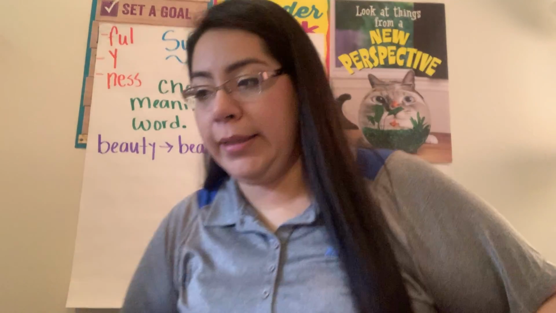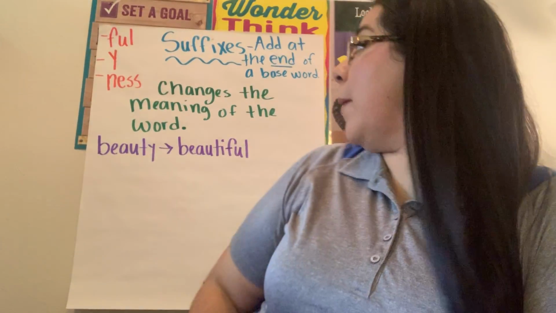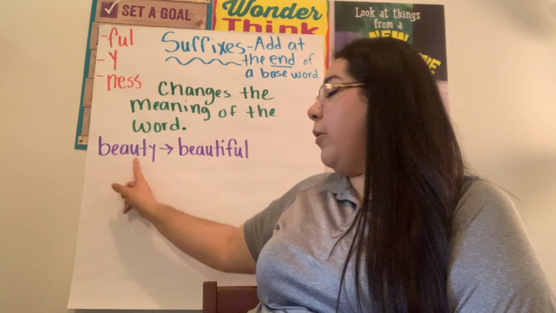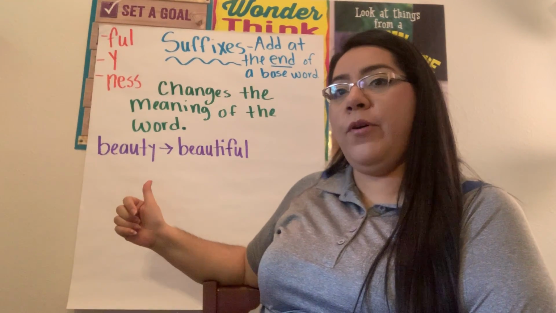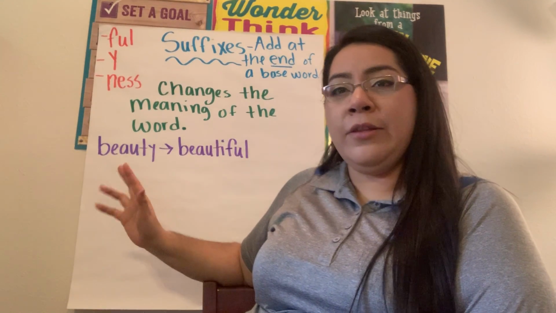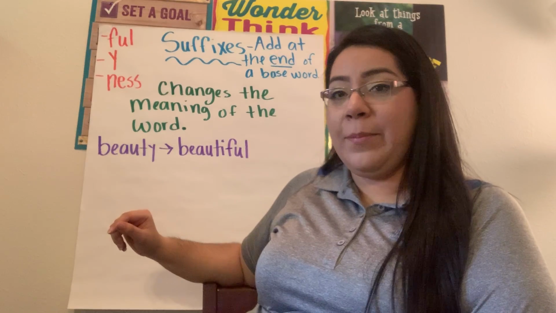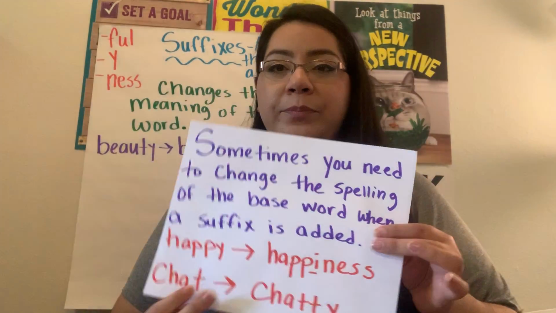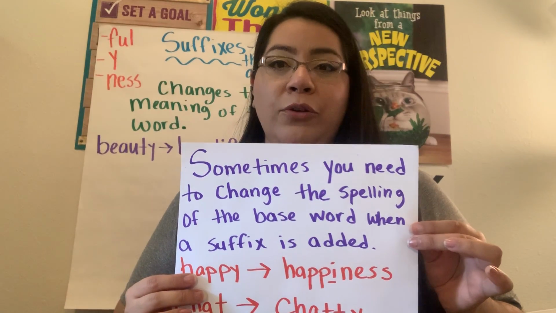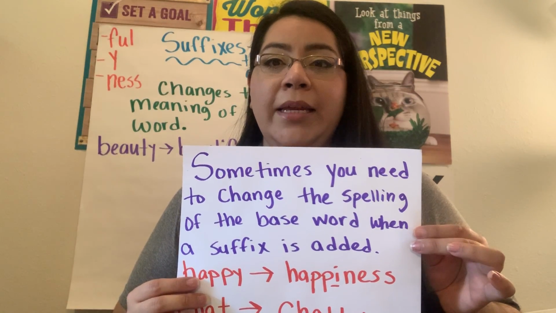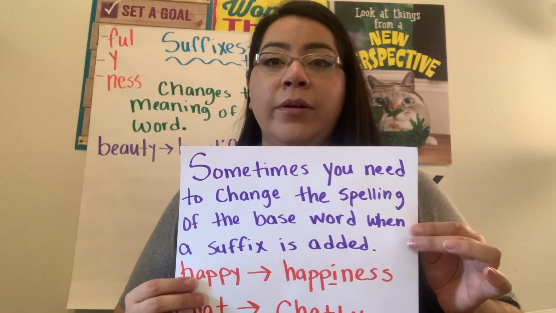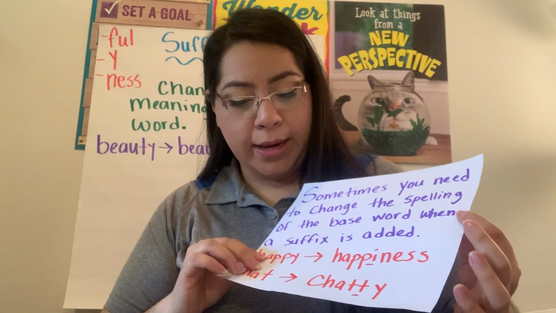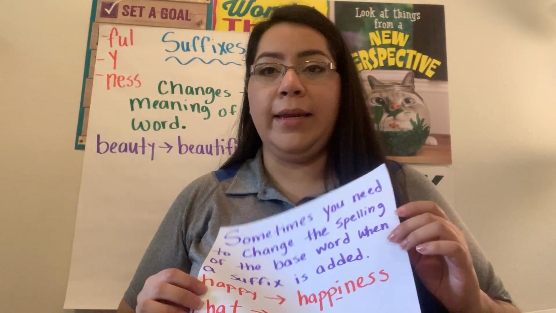when we're looking at this, they change the meaning of certain things and certain items. Now we have beauty into beautiful. Okay, there's a rule there that changes up the spelling of the word. So it says sometimes you need to change the spelling of the base word when a suffix is added.